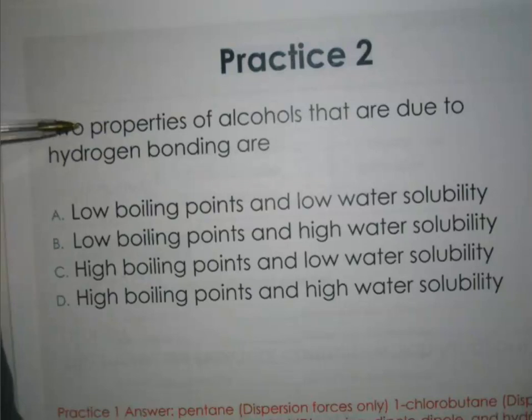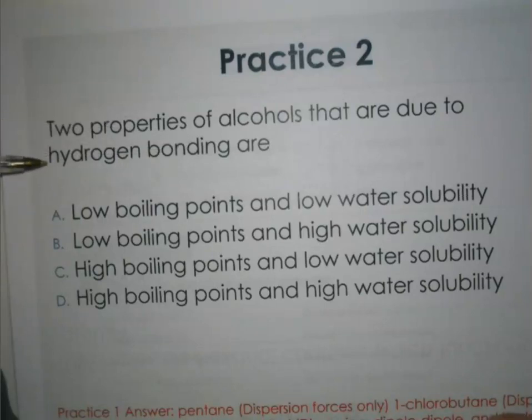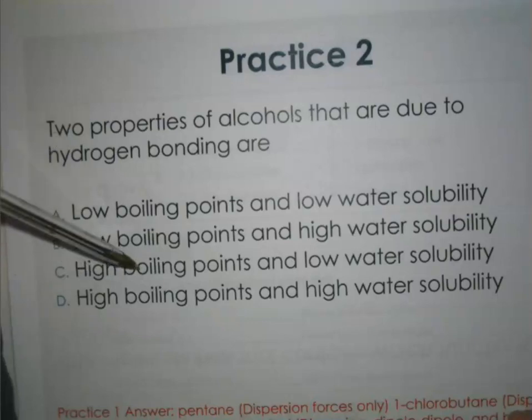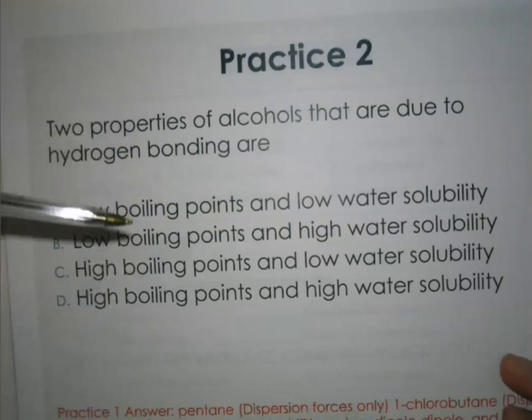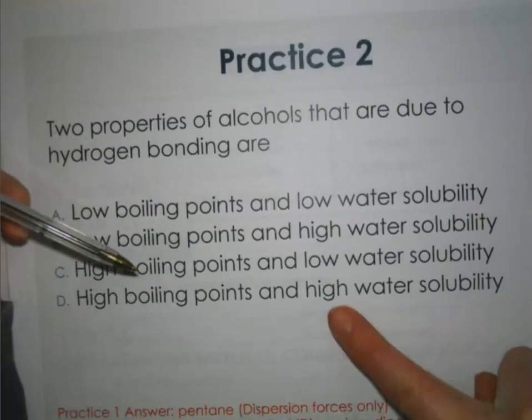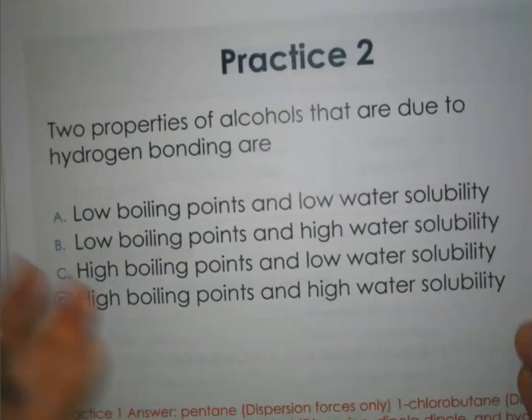Practice number 2: two properties of alcohols that are due to hydrogen bonding would be... So remember, hydrogen bonding is that stronger polarity and stronger force that keeps the molecules together. When we have stronger forces, that always raises the boiling point, so we see higher boiling points in alcohol. The other thing we see is that when you have that type of polarity, substances are going to be more highly soluble in water, which is also polar. So we're going to see high solubility and high boiling points. So D would be the correct answer for that one.